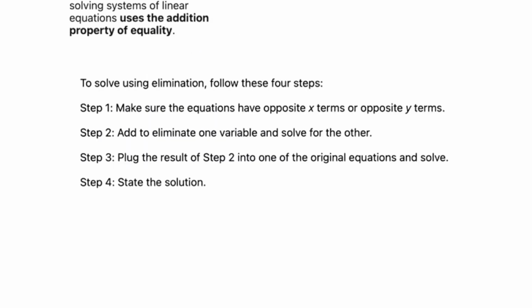To solve using elimination, there are 4 steps. In the first step, we have to make sure the equations have opposite x terms or opposite y terms. The second step is we have to add to eliminate one variable and solve for the other. And we have to plug the result of step 2 into one of the original equations, solve, and state the solution. So let's do it step by step so that you can understand.